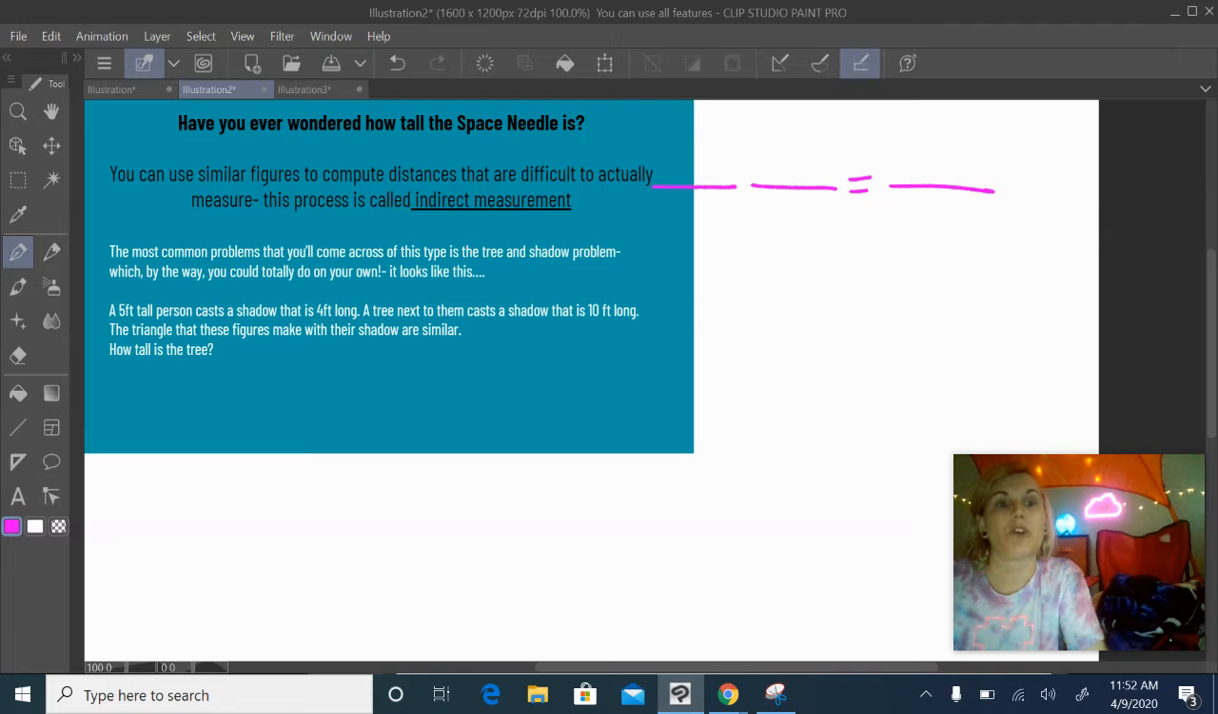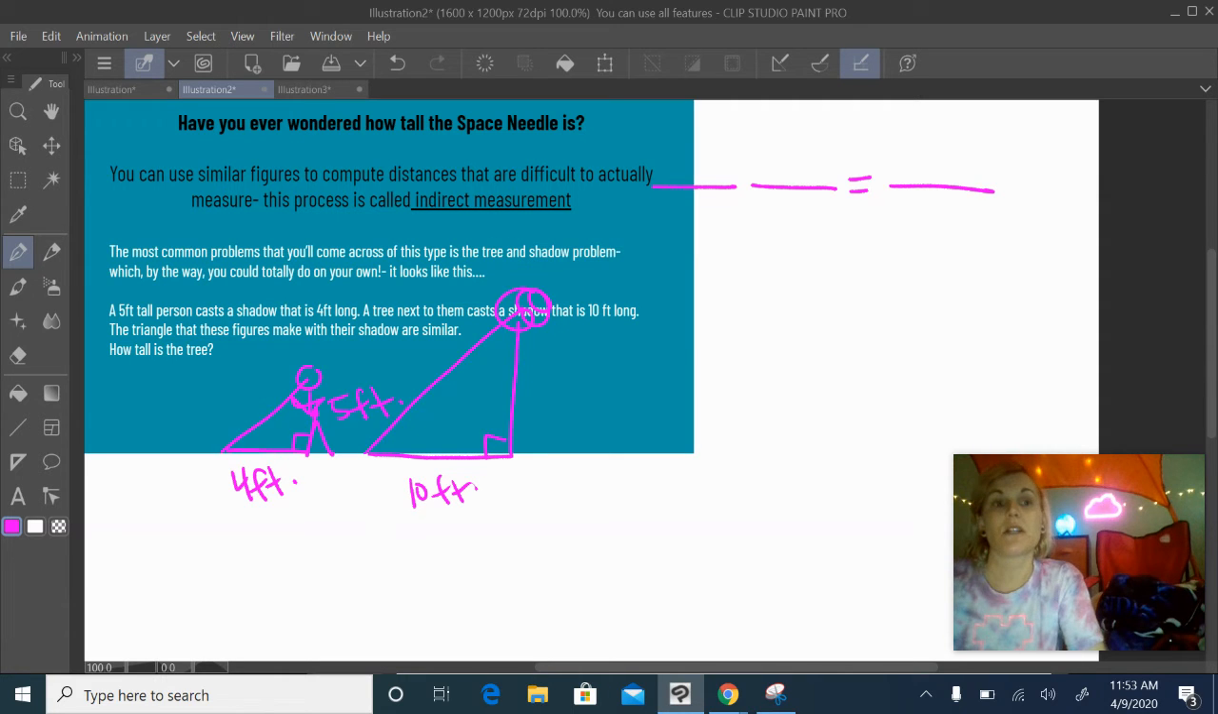So a 5 foot tall person, I'm going to draw my person, I'm going to label 5 feet, casts a shadow that is 4 feet long. So we'll make it a little bit smaller. There's 4 feet. A tree next to them, okay, so taller, is going to cast a shadow that is 10 feet long. The triangles that these figures make with their shadows are similar. So the shadow with the object is always going to make a 90-degree angle. So really, really important that you draw your diagrams.